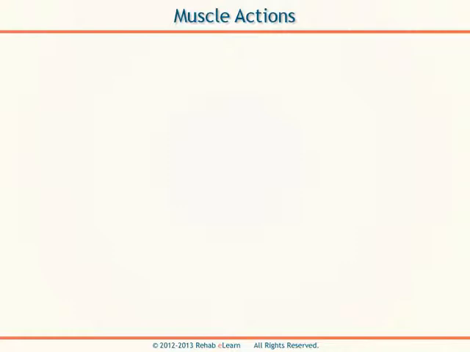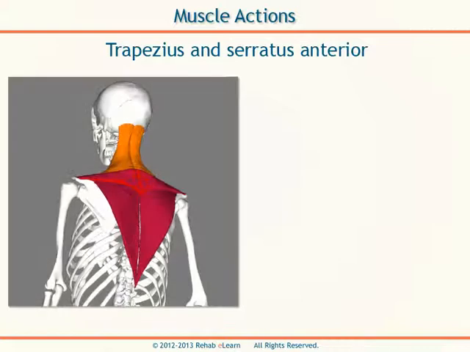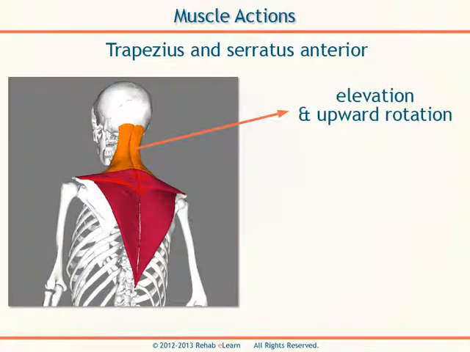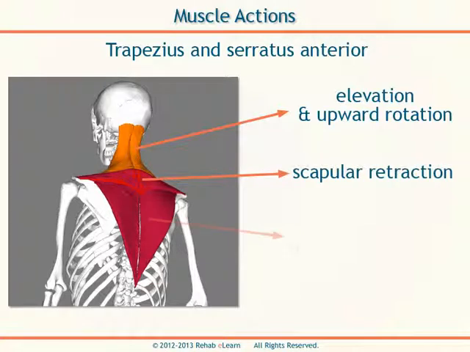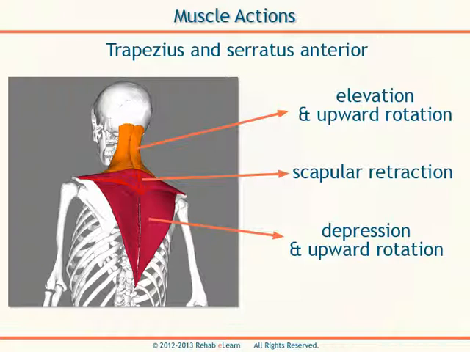While there are many muscle actions that influence the scapula, the 2 primary scapular muscles we will focus on are the trapezius and the serratus anterior. The upper trapezius elevates and upwardly rotates the scapula. The middle trapezius is involved with scapular retraction, and the lower trapezius depresses and upwardly rotates the scapula. Later on, we will discuss the significance of lower trapezius dysfunction in scapular dyskinesis and lower trapezius strengthening strategies.